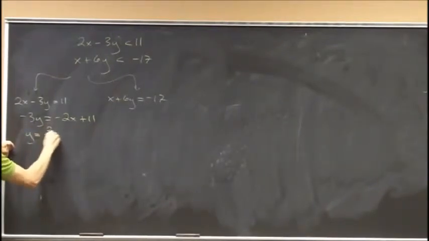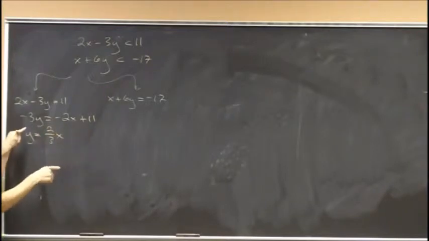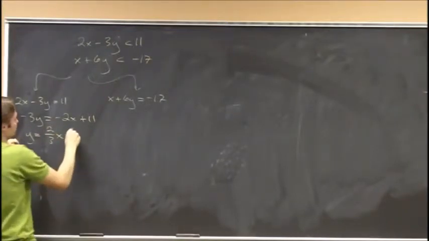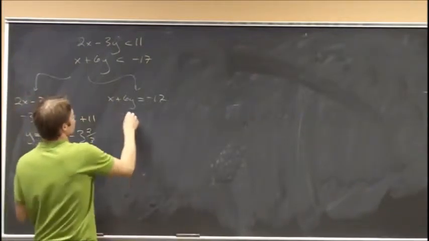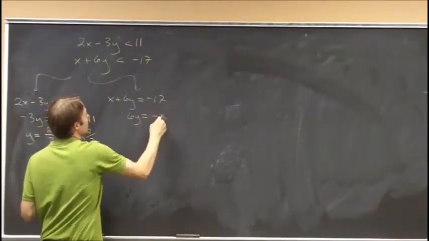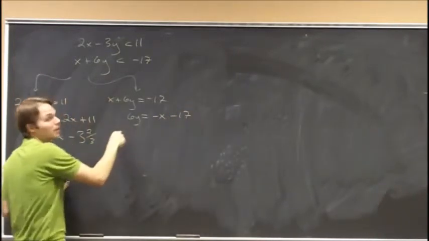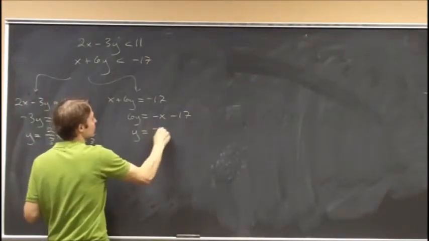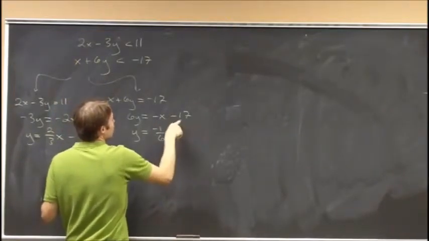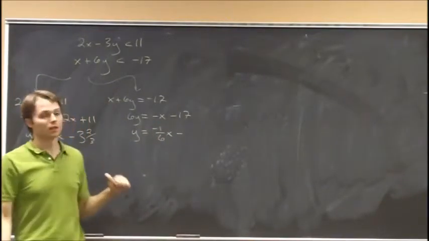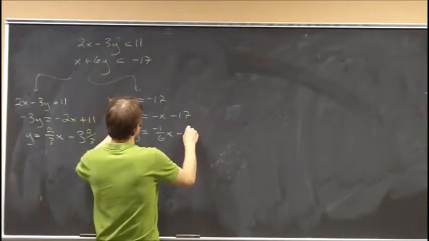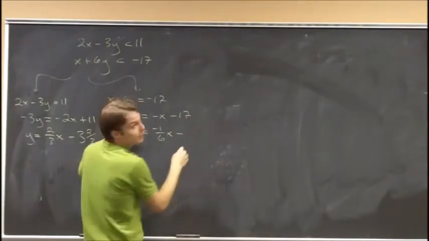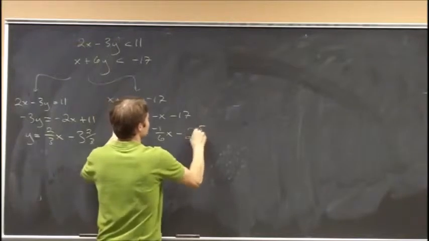So y will be 2/3 x. And then 11 divided by 3 is 3 2/3, so this will be minus 3 2/3. Again, I'm getting some fractions going on. That's okay. Here I can subtract the x, and I end up with 6y is equal to negative x minus 17. Then divide both sides by 6, so y is equal to negative 1/6 x. And then 17 divided by 6, 6 goes into 17 twice with a remainder of 4. So this will be 2 4/6. Oh, sorry, with a remainder of 5, not 4. So 2 5/6.